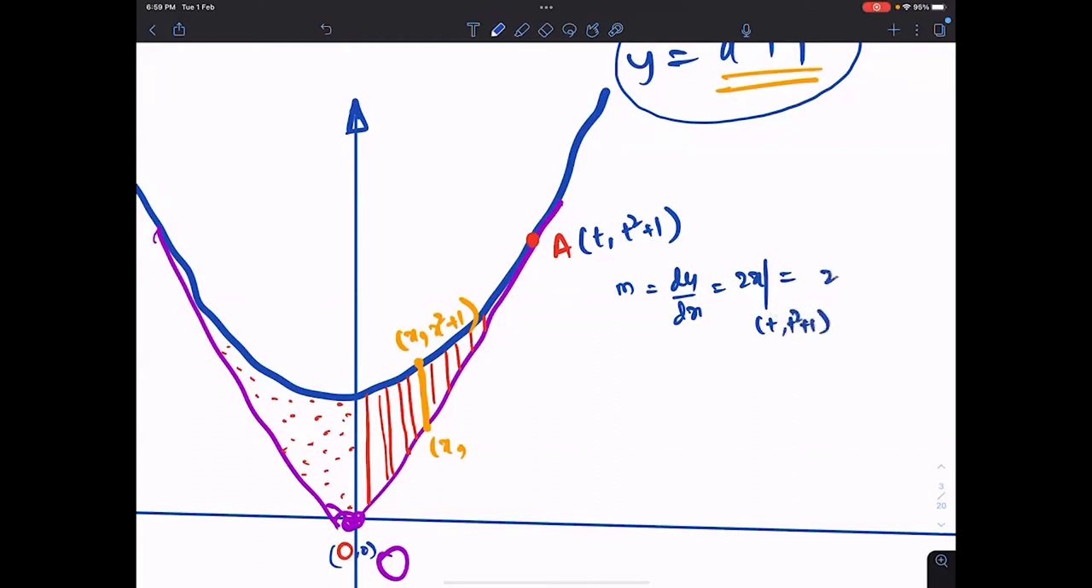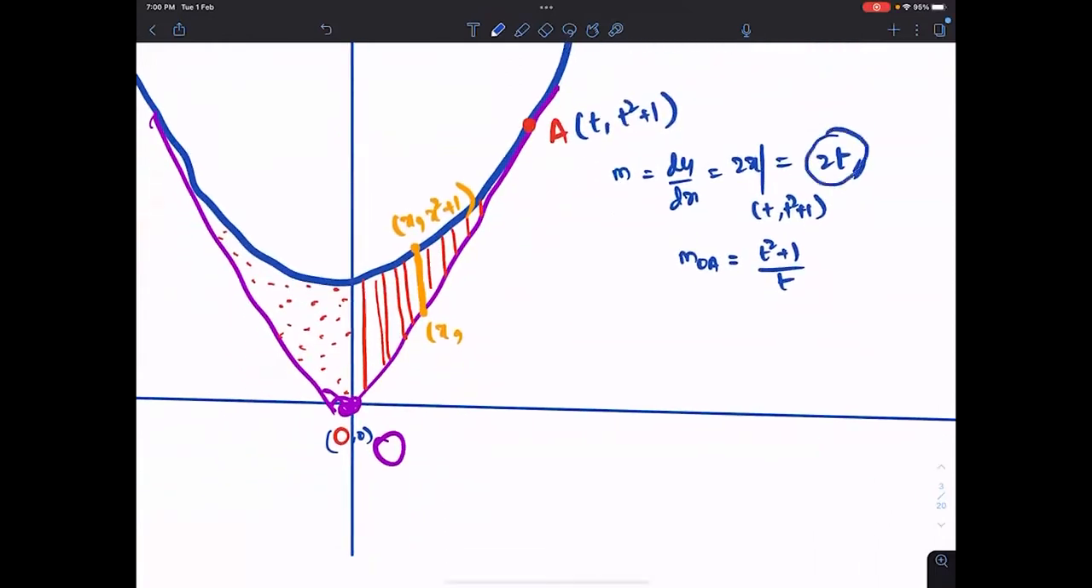It will be 2t. Now this slope of the tangent must be the same as the slope of OA, because it is passing through the origin. What will be the slope of OA? y2 minus y1 by x2 minus x1, that is t square plus 1 by t. Now equate both of them. These two must be the same. So 2t equals t square plus 1 by t, which implies t square equals 1. You will get t as plus or minus 1.